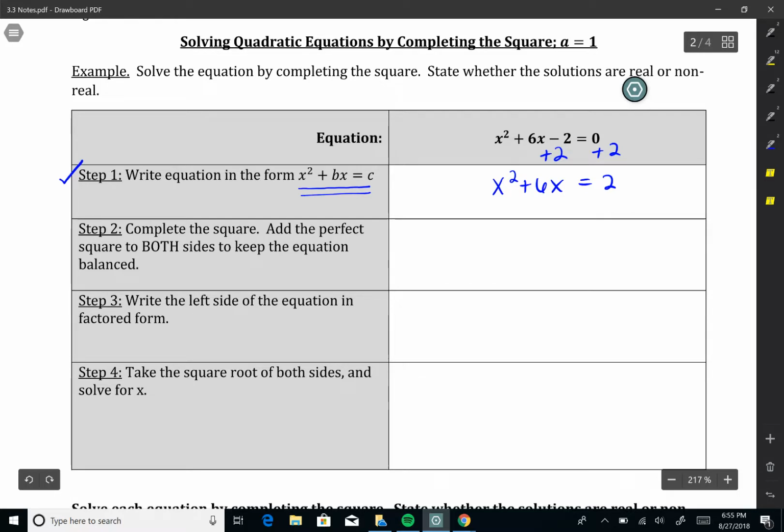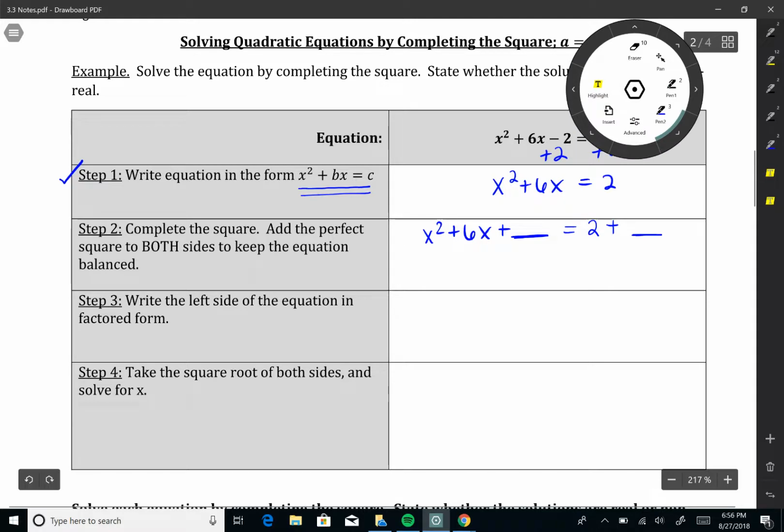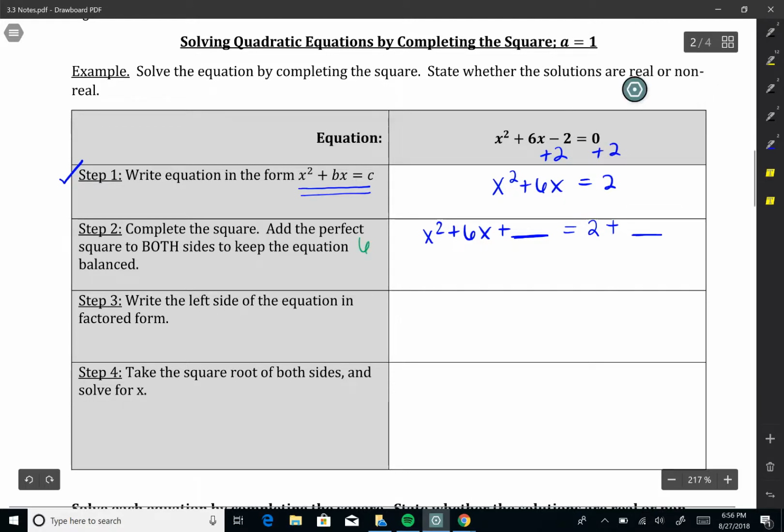Step 2 is complete the square. Add the perfect square to both sides to keep the equation balanced. I have this x squared plus 6x on the left side. What I'm going to do is figure out what perfect square is going to make that a perfect square trinomial. But because I'm adding that number to the left, I'm also going to have to add that number to the right. So remember how we complete the square. We take half of b, so 6 divided by 2 is 3, and we square that. 3 squared is 9. So I'm going to add 9 on the left, and I'm going to add 9 on the right. Okay, so we completed the square.